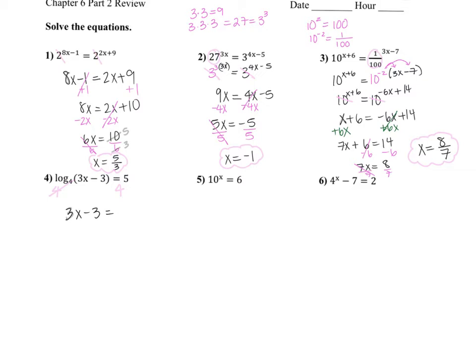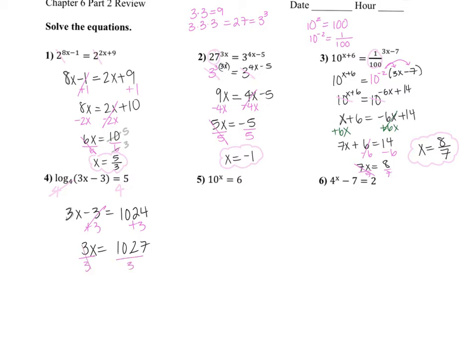So 4 to the 5th power, or 4 times itself 5 times, is 1024. Okay, and now I have to add 3, so I want to get the x by itself, so I'm trying to get rid of everything else. The 3x comes down, and this becomes 1027, not 100. 1027. Now I'm going to divide this by 3.